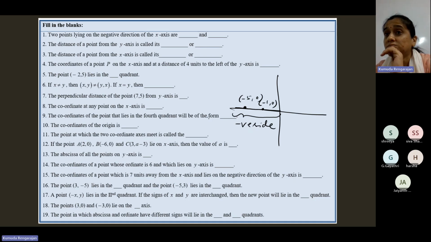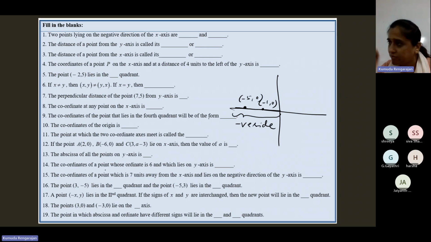Yeah, because it's a negative side of the x-axis. What's the first number? What's the second number? The second number is the perpendicular distance from the x-axis. How do you write the ordered pair? First number, comma, second number. What is the first number? The distance from the y-axis. Then the distance from the x-axis.